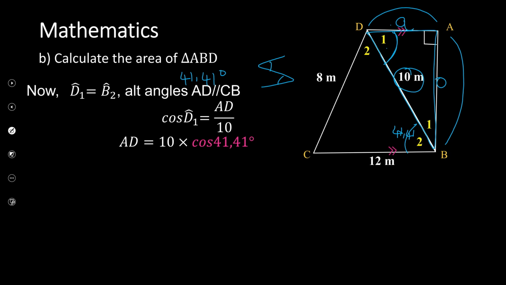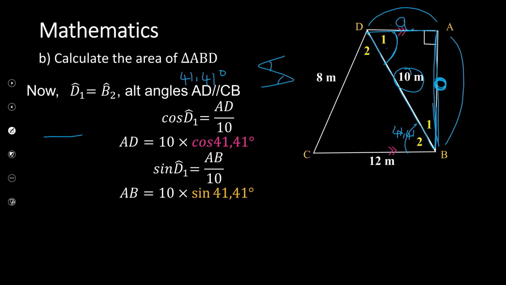And similarly, we're going to find the length of AB using sine. AB is the opposite angle. So we're going to say sine of D1 is equal to AB over 10. So rearranging this, AB is equal to 10 times sine of 41,41.